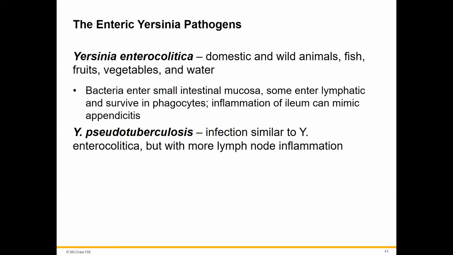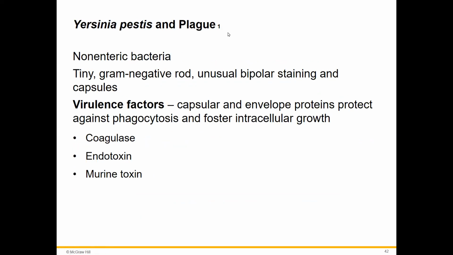Yersinia is probably not going to be tested on, but could be. You see it in wild animals, fish, fruits, veggies, water. And then the one that will be tested on potentially is plague, Yersinia pestis, and the plague, the black plague. I've only seen this really tested because of its vector. So remember, it's spread via fleas on mice. So that's where you get the mice piece. The vector is a flea.